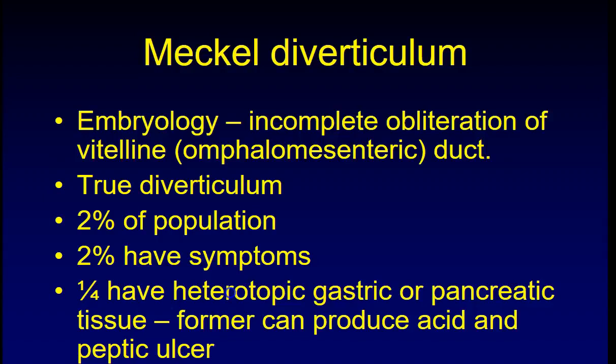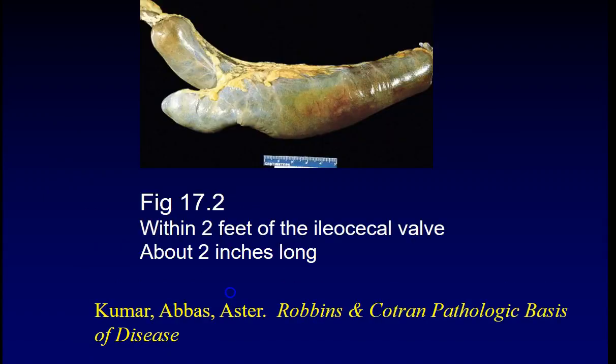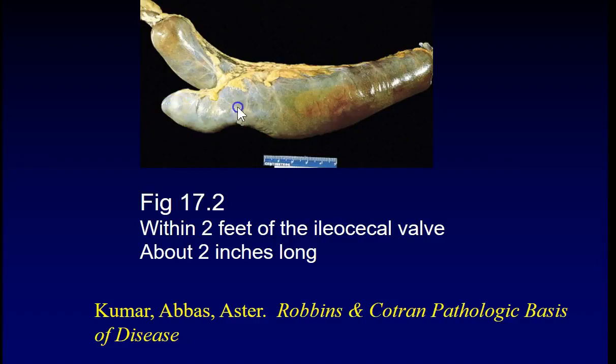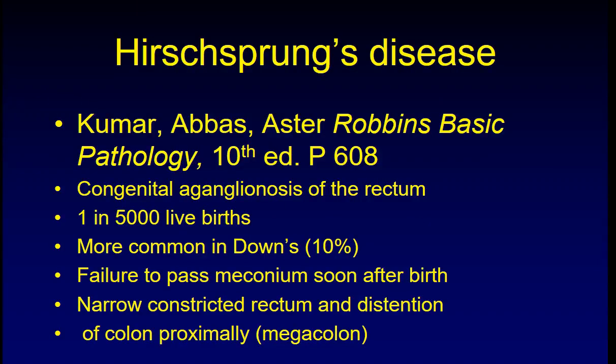The heterotopic gastric tissue can produce acid and peptic ulcers adjacent to the diverticulum, which is one of the ways this can present. Here you can see the diverticulum. And let's see if I can get that pointer up here. For some reason, I can't get it. Oops, let's go back. There it is over here. It's usually within 2 feet of the ileocecal valve, and they're about 2 inches long. But you can see this diverticulum over here.